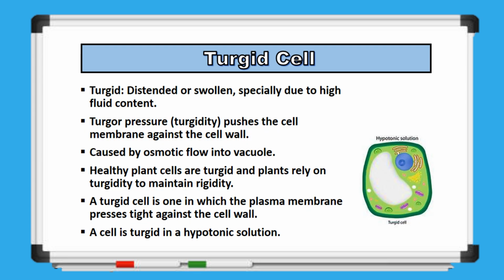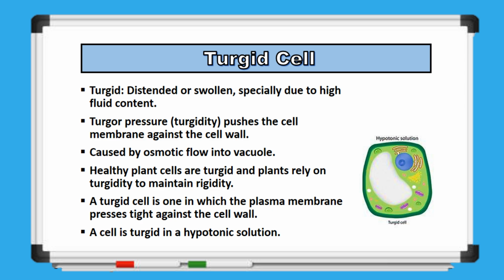A turgid cell is one that is swollen or distended, typically due to high fluid content. Turgor pressure, also called turgidity, is the force that pushes the cell membrane against the cell wall, which is caused by osmotic flow of water into the vacuole. Healthy plant cells are turgid, as plants rely on this state to maintain rigidity and structure. In a turgid cell, the plasma membrane is pressed tightly against the cell wall.